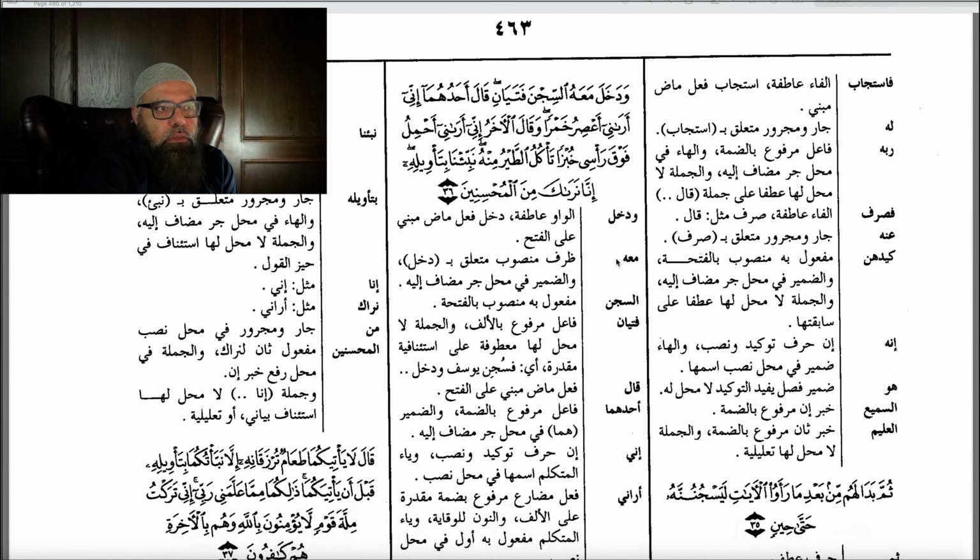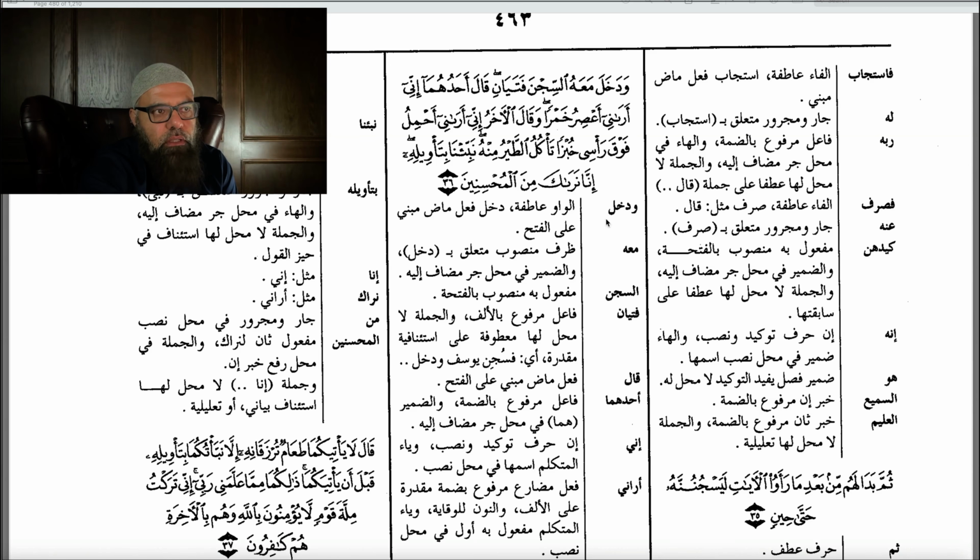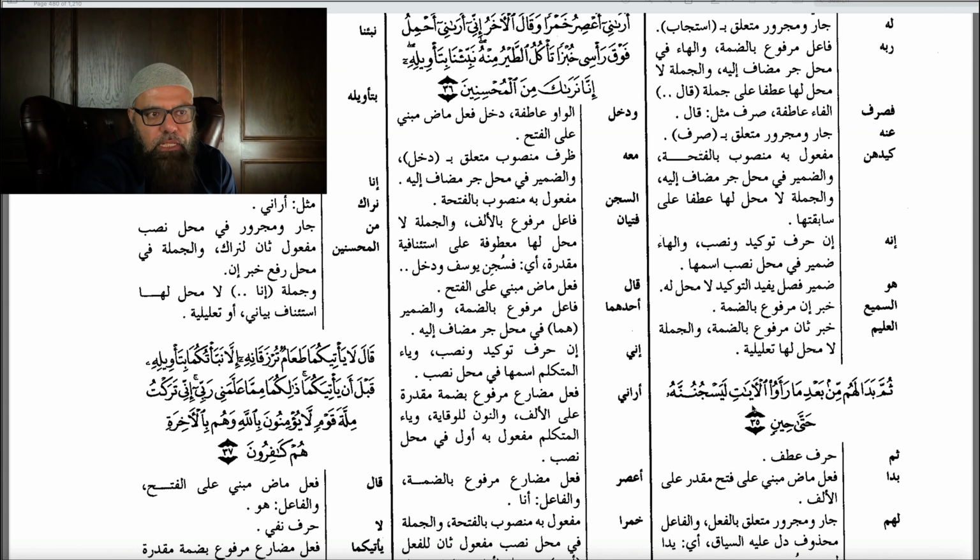Okay, so look what he says here. He says وَدَخَلَ الْوَاوَ عَاطِفَةٌ. The waw is a conjunction. So in other words, دَخَلَ مَعَهُ السِّجْنَ فَتَيَانِ, the sentence would be extended from an earlier sentence. So is it extended from this? ثُمَّ بَدَا لَهُ مِنْ بَعْدِ مَا رَأَوُا الْآيَةِ لَيَسْجُنُنَّهُ حَتَّى حِينٍ.